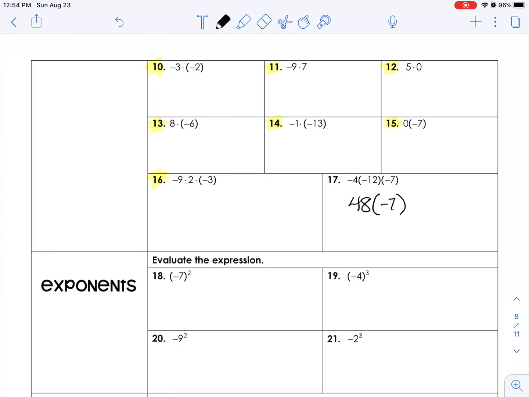And you might need to go over to the side of your paper and multiply 48 times 7 since we're not using calculators yet. And you get 336. So 48 times 7 is 336. The 48 is positive and the 7 is negative. So that's 2 different signs. So that's a negative 336 for our final answer.